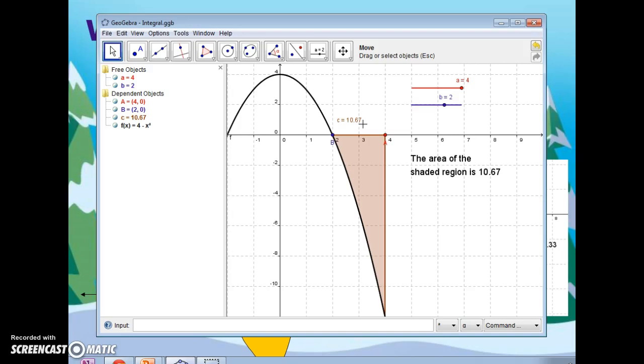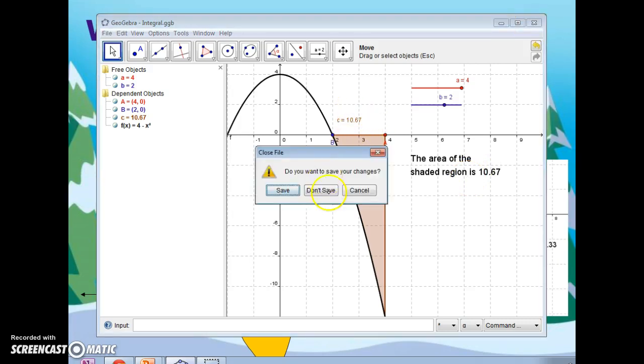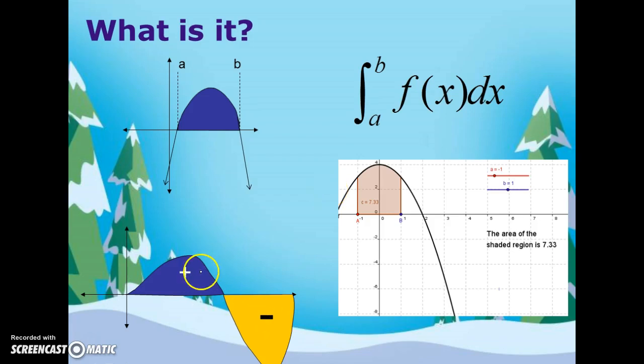Saying that one more time. Below the x-axis would produce a negative integral, but going out of order and having a bigger a than b, going from the high number on the bottom to the low number on top, actually also produces a negative. So the two of them work together to make a positive value. So negative, negative, positive.